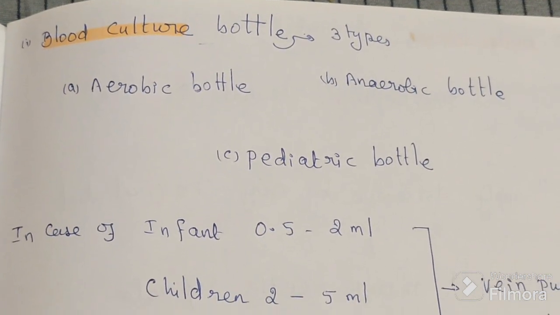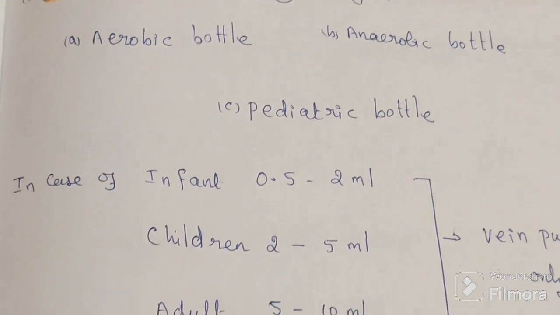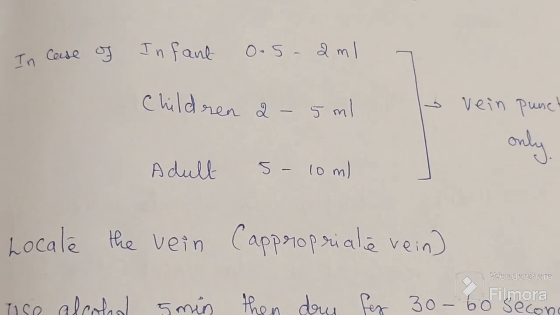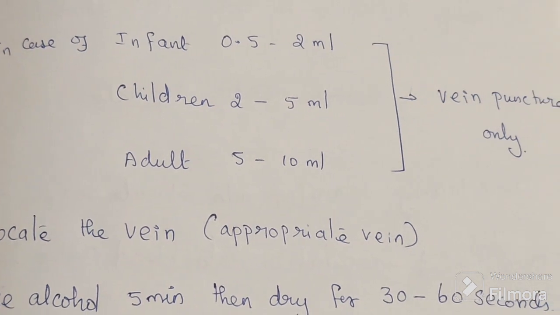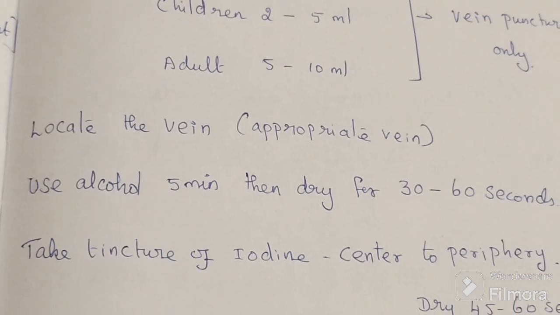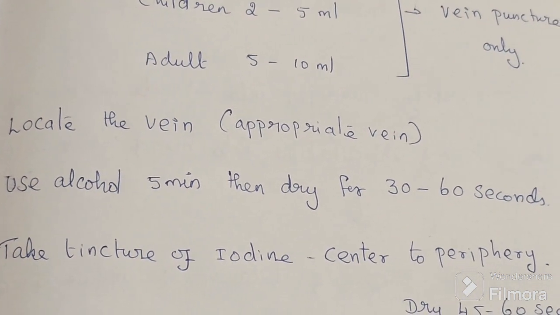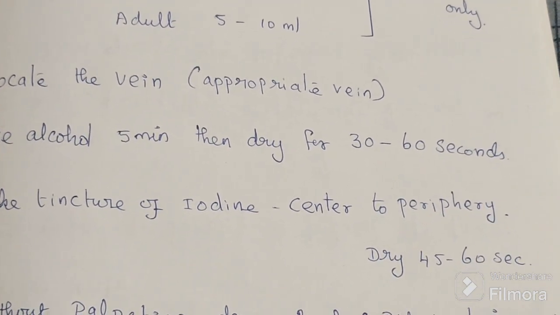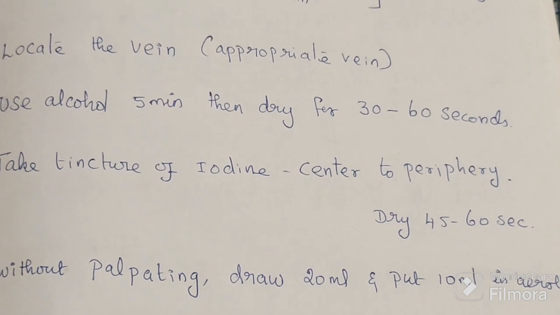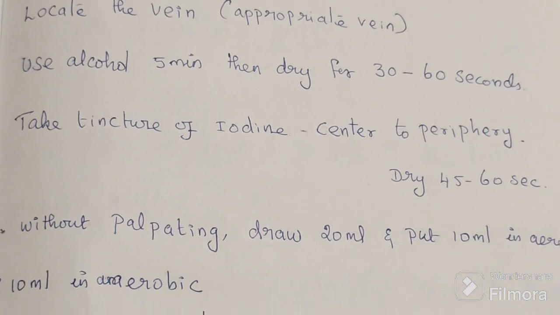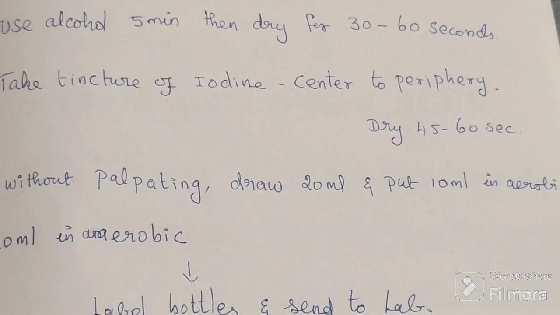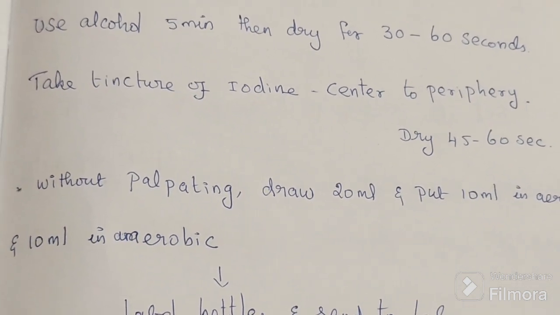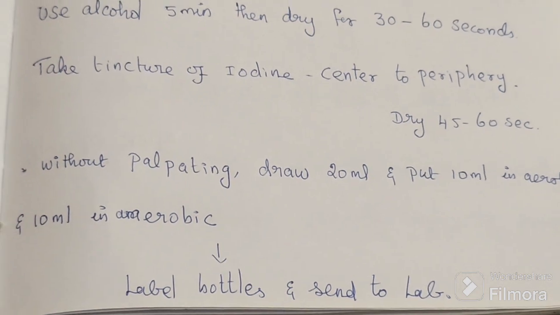Three types of blood culture bottle: aerobic, anaerobic, and pediatric. Infant 0.5 to 2 ml, children 2 to 5 ml, adult 5 to 10 ml. Venipuncture only. First, clean the collecting area with alcohol, then take tincture of iodine, center to periphery, dry for 45 to 60 seconds. Then based on the health condition, if the patient is healthy, 20 ml, otherwise 5 ml is enough.